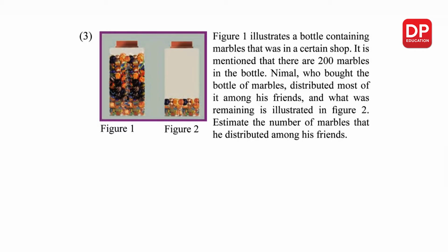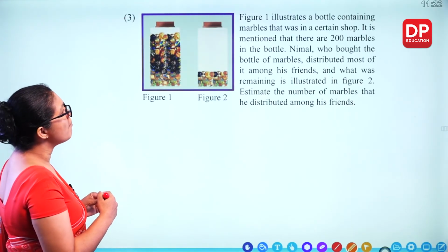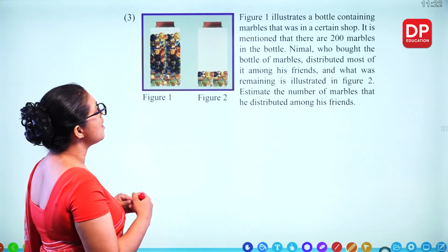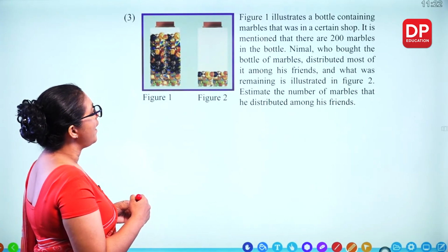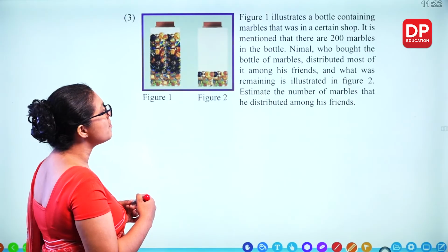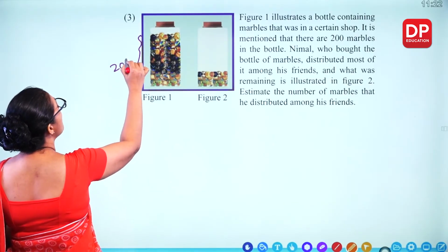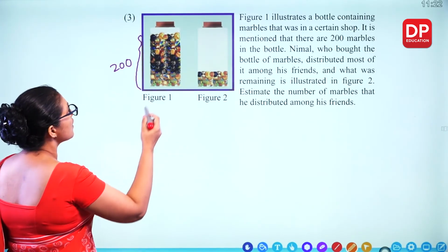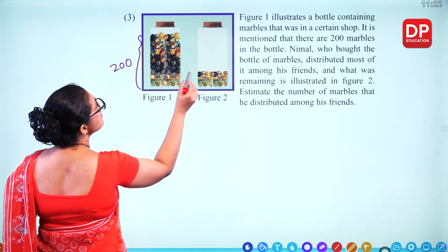Question number 3. Figure 1 illustrates a bottle containing marbles that was in a certain shop. It is mentioned that there are 200 marbles in the bottle. Nimal, who bought the bottle of marbles, distributed most of it among his friends, and what was remaining is illustrated in figure 2. Estimate the number of marbles that he distributed among his friends. So it says altogether 200 marbles are there. So he distributed and the rest is this much.